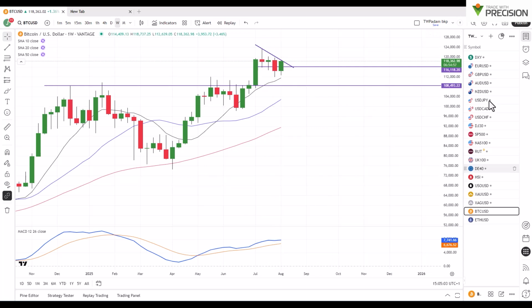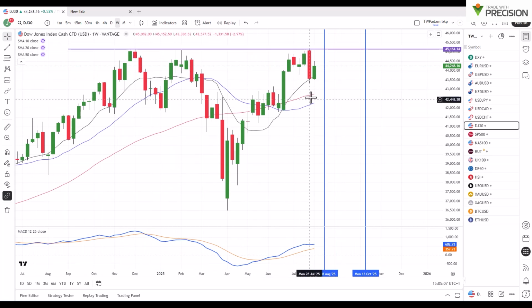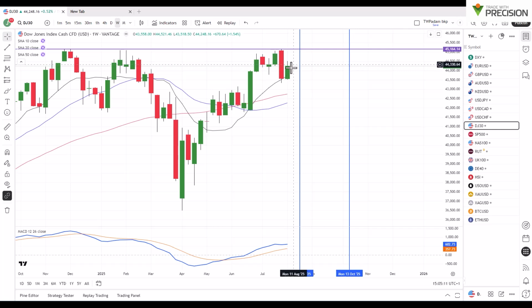Now, if we go and have a look at the indices, we've got the Dow. The Dow is right below its key level of resistance, pulled back into the moving averages and produced a bullish candle. So if we break the high here, I'm expecting this to make another run at that key level of resistance to test it.